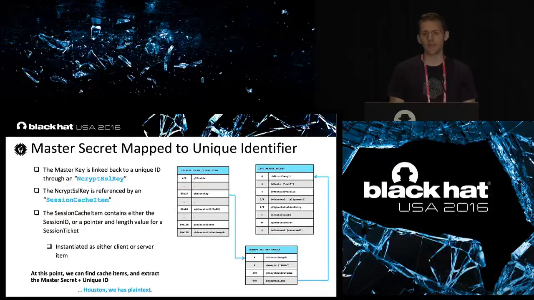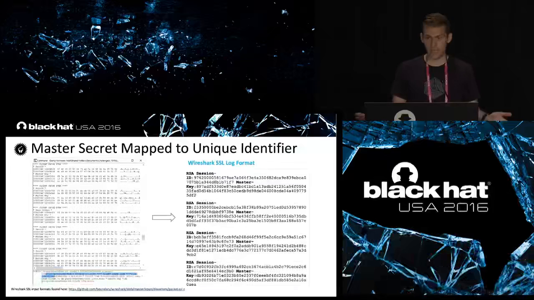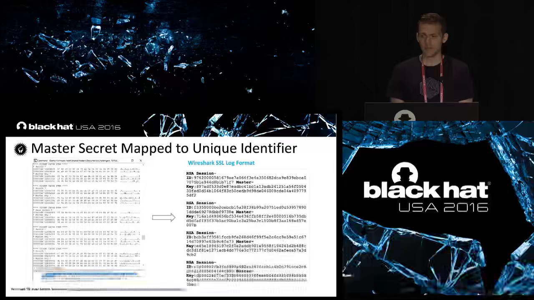So at this point, we now have the session cache item, ergo a unique value, mapped to the master key. So we can now pull that out, and then we can decrypt sessions directly. Houston, we have plain text, basically. So what does that look like? Well, the easiest way to do this is just to dump this into a format that Wireshark understands, and then you can just load that straight into Wireshark. So at this point, yeah, we've got everything we need.